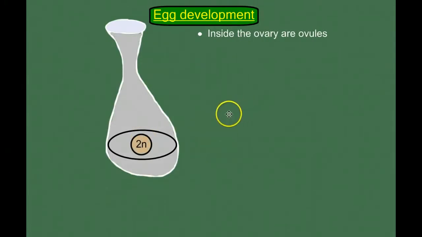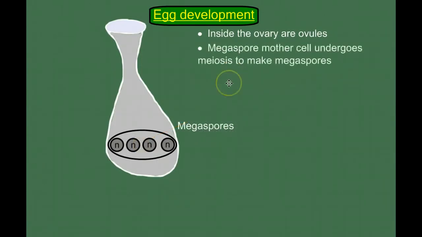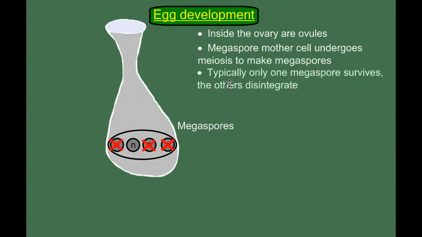This is the sporophyte generation. This is the megaspore mother cell. It's going to give rise to the megaspore. So this diploid cell undergoes meiosis, forming haploid megaspores. Most of the time, all the megaspores except for one disintegrate. So only one megaspore survives. So there's our one megaspore. The spore will become the gametophyte.